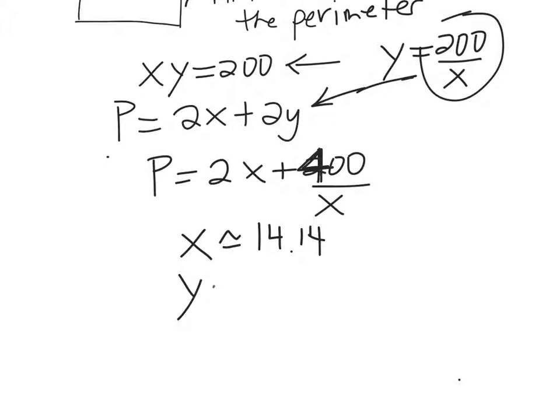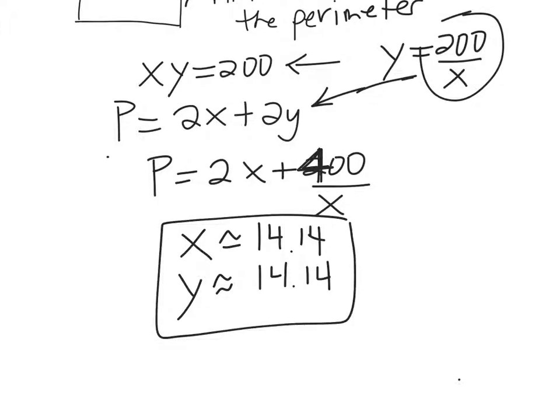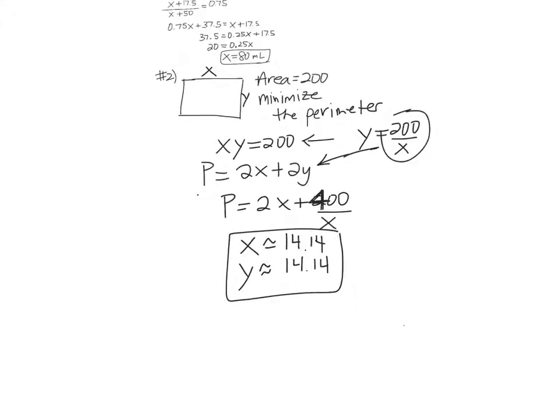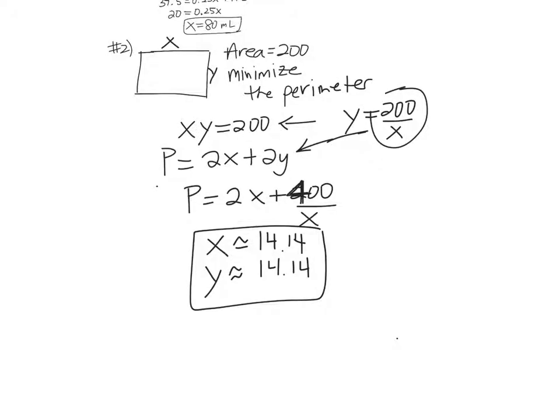What do you think y is? 200 divided by 14.14. Guess what? It's a square. Again. Yeah, it's always a square. Do you know what the square root of 200 is? 14.14.